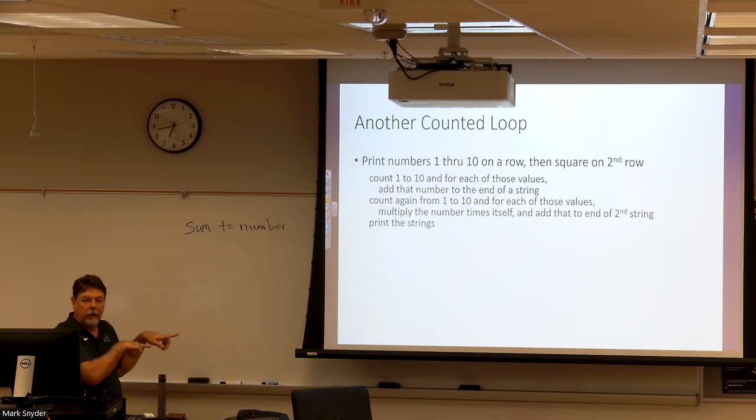Then I'm going to start over again for the second row and count again from 1 to 10. I could use the same variable name again, it doesn't matter. And then I'm going to multiply that number times itself to get the square. And each of those squares I'm going to concatenate to the end of a different string. And then as soon as I'm done doing that, I've got my two strings. I'm going to print the strings. Sound reasonable? Reasonable way to implement that?